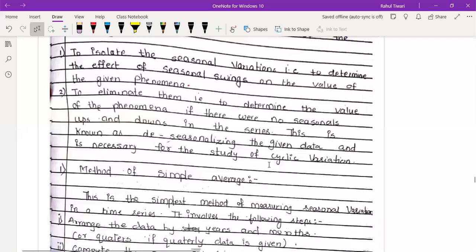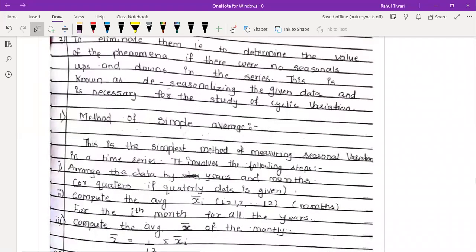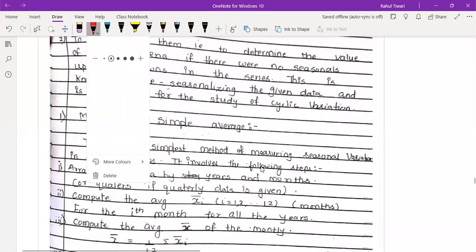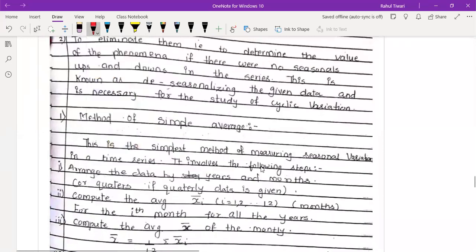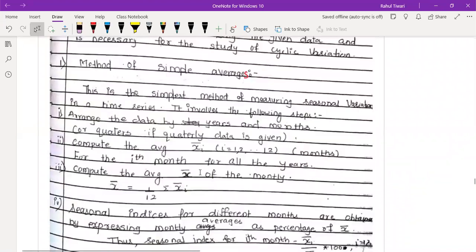Okay. So there are three methods to find out the seasonal variation, and one of the simplest methods is the method of simple averages. Okay, method of simple averages. This is the simplest method of measuring seasonal variation in a time series. It involves the following steps. So we will just go through the steps and then we'll solve the problem.